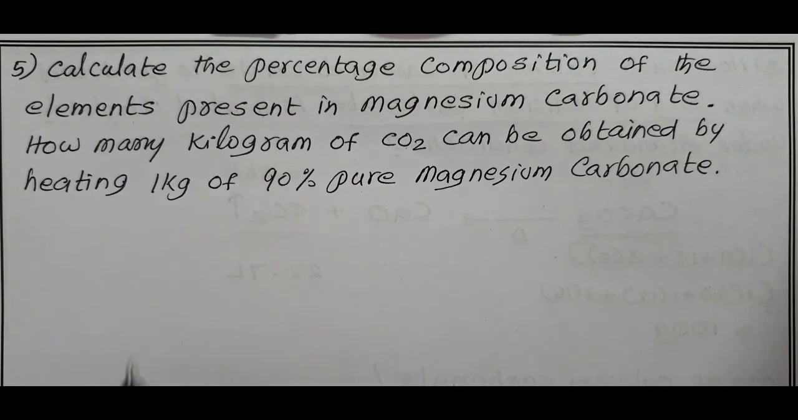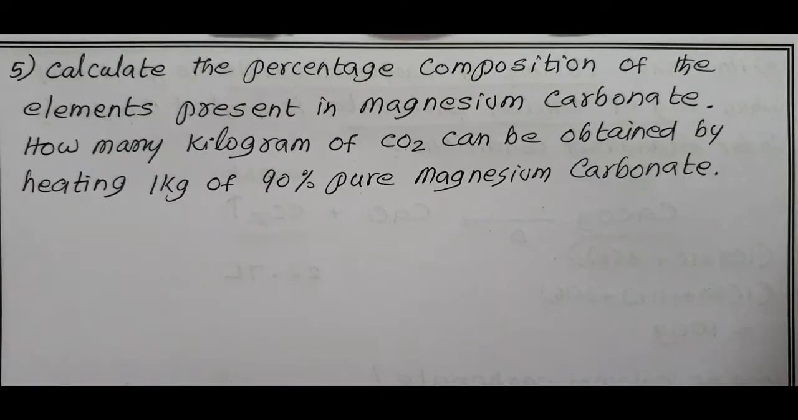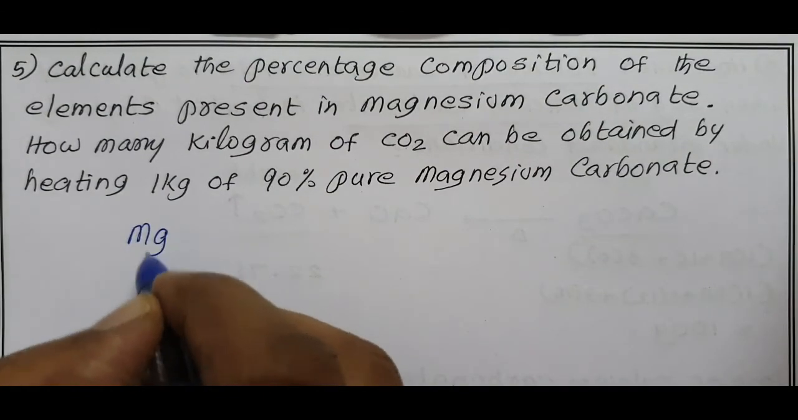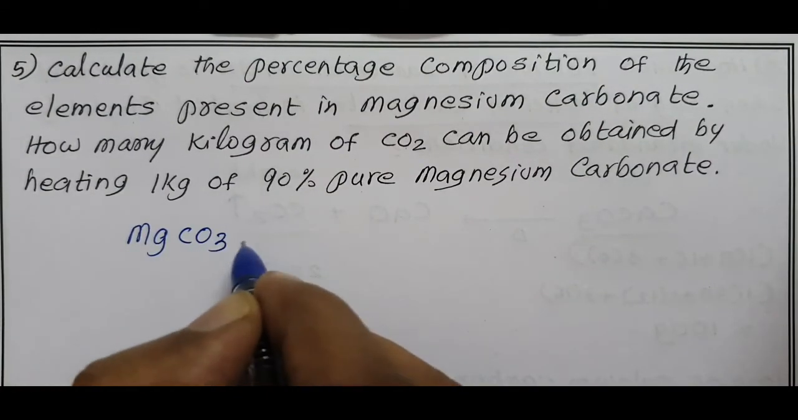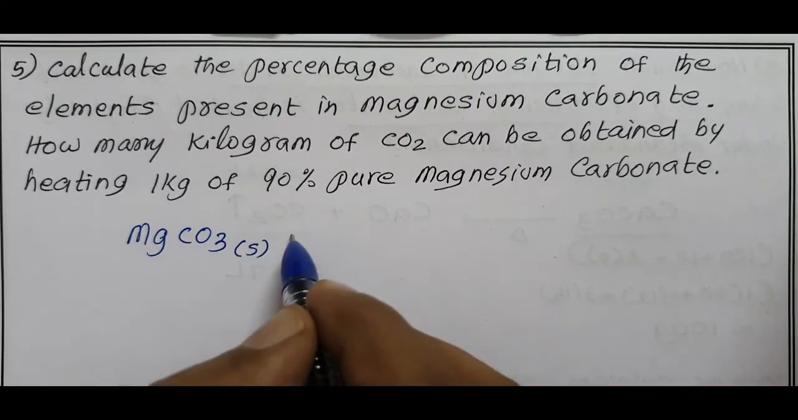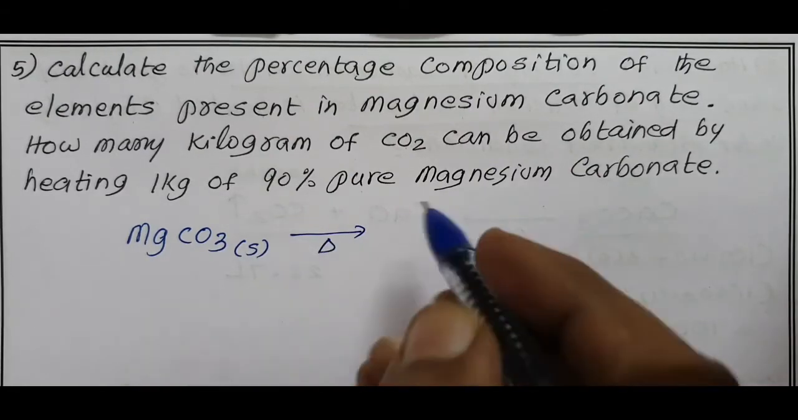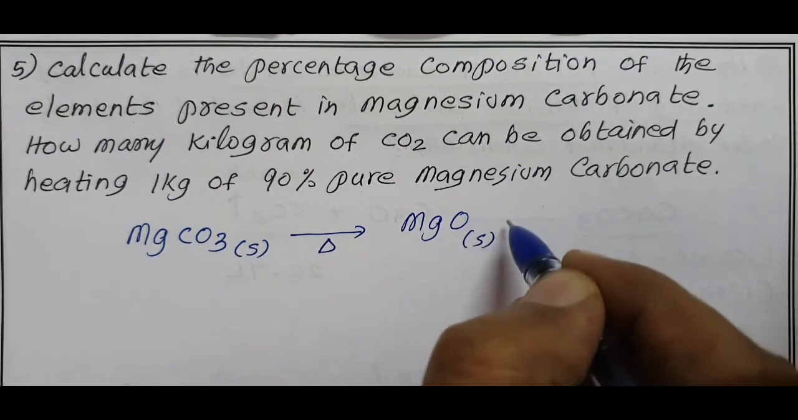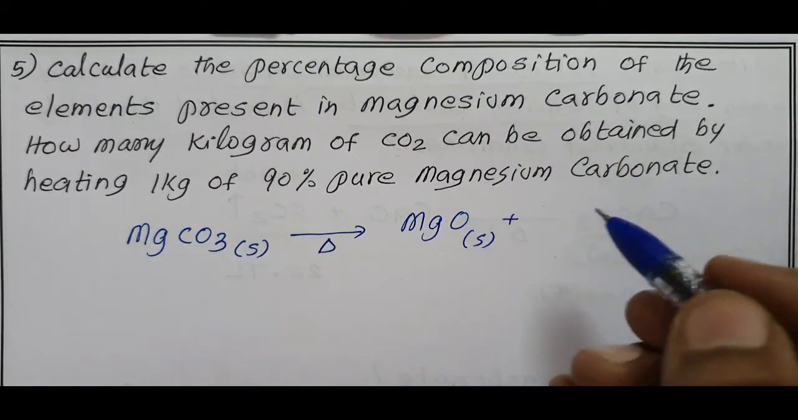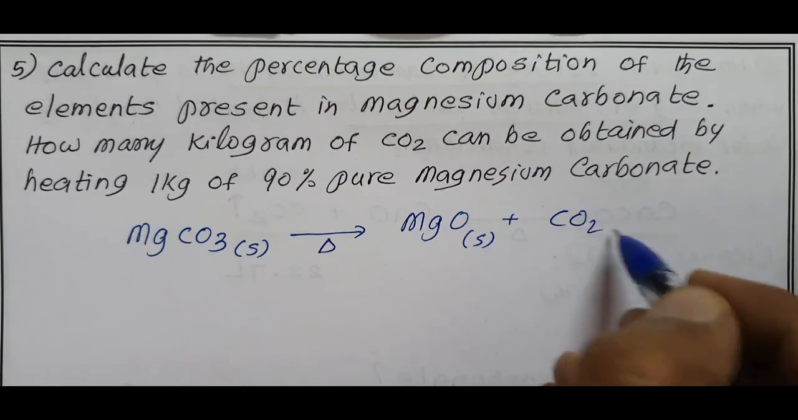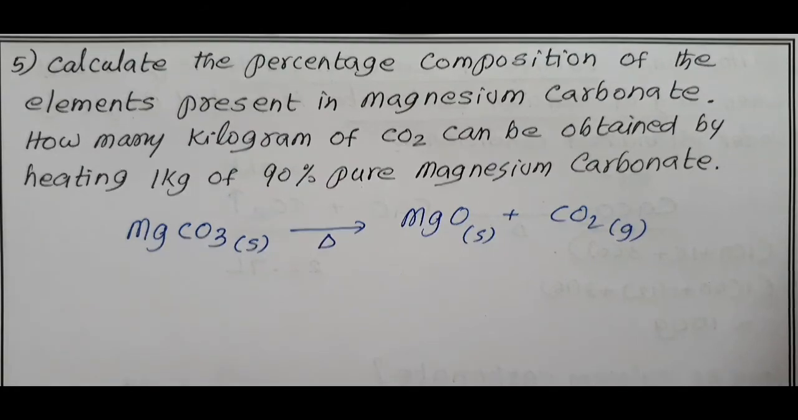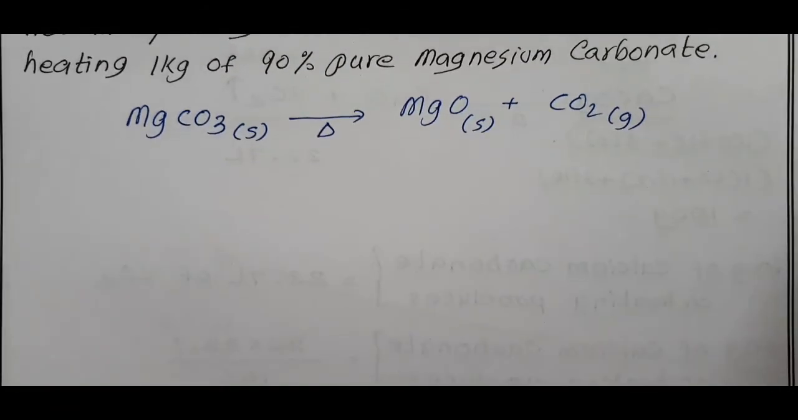Now I write the heating reaction of magnesium carbonate. MgCO3 in solid state on heating gives magnesium oxide MgO, solid, along with carbon dioxide CO2, which is a gaseous substance. For magnesium carbonate MgCO3, first we have to calculate the molar mass.